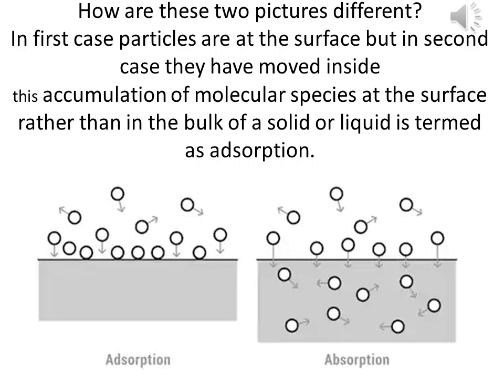Look at these two pictures. How are these two pictures different? In the first case, particles are at the surface, but in the second, they have moved inside the surface. This accumulation of molecular species at the surface is called adsorption. But if the particles penetrate in the bulk, it is termed as absorption.